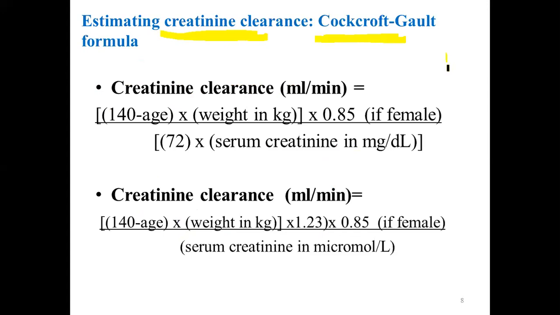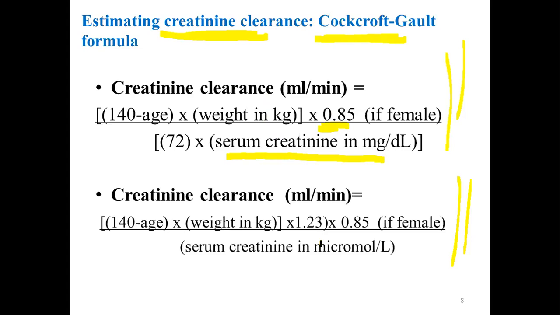Due to this reason, this equation is the most commonly and widely used formula in calculating the creatinine clearance of the patient in our setting. So creatinine clearance can be calculated from age, weight, and serum creatinine, which are very important. If the serum creatinine is given in milligram per deciliter, this is the formula we are going to use. 140 minus age multiplied by weight of the patient, then you add this multiplication factor if the patient is female, then divided by 72 multiplied by serum creatinine in milligram per deciliter.